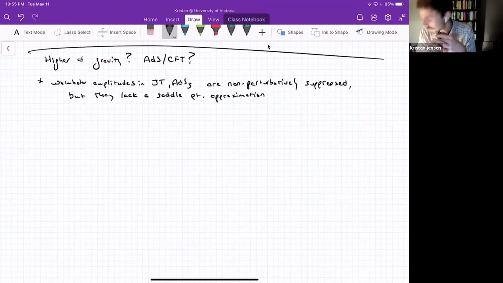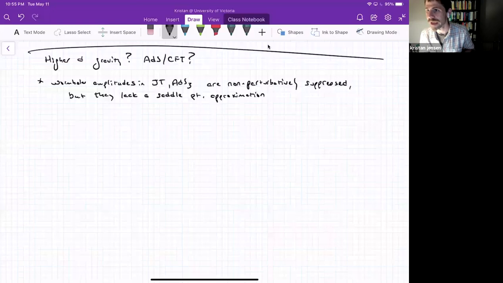And in JT and in 3D gravity, you can get away with this because you can actually enumerate all the metrics that you're supposed to sum over, and you can really do the sum. It's quite miraculous that way. But of course, there's no chance that we'll be able to do that in higher dimensions.